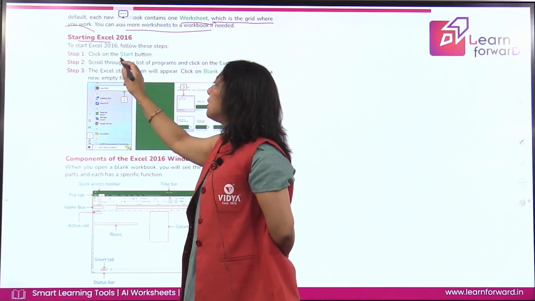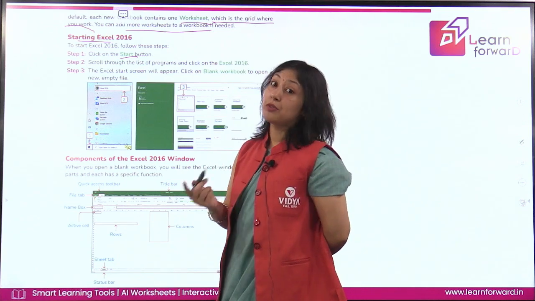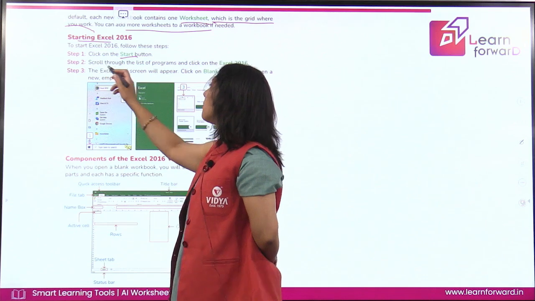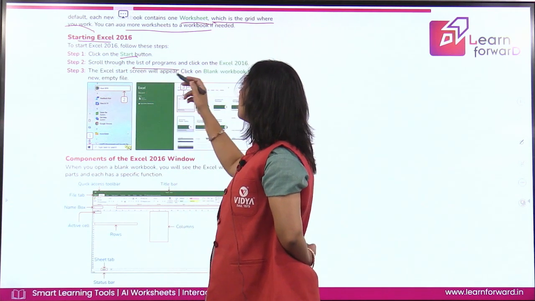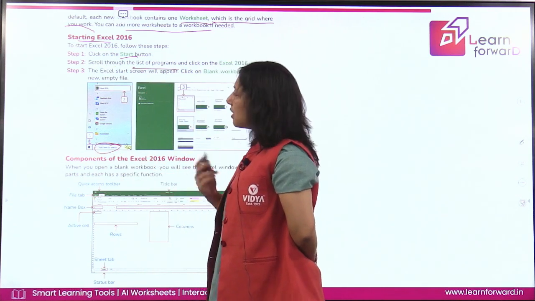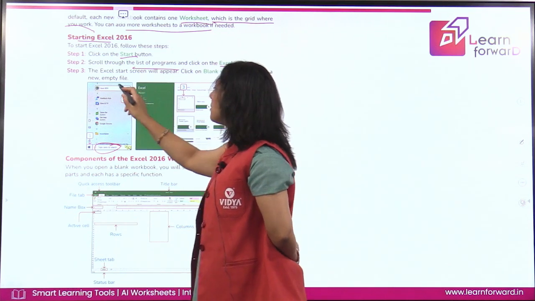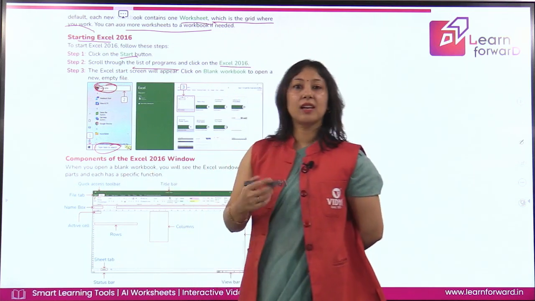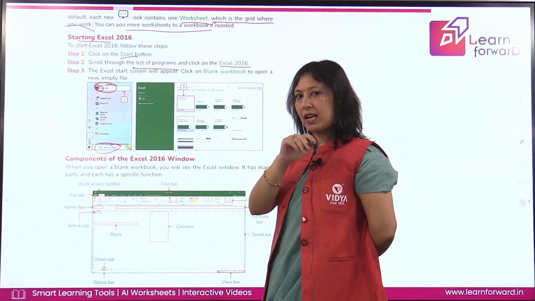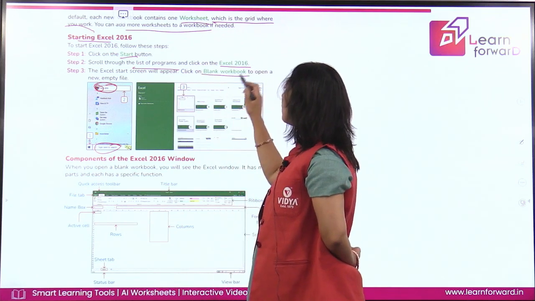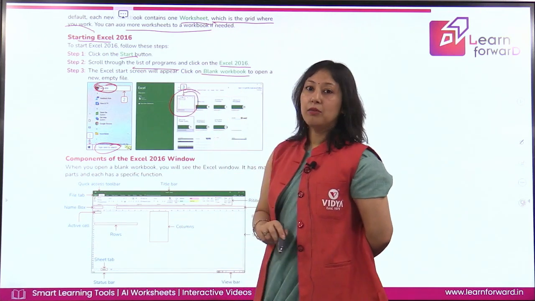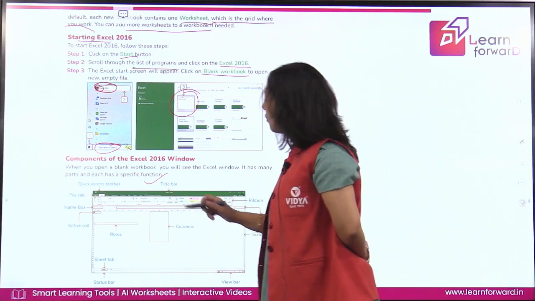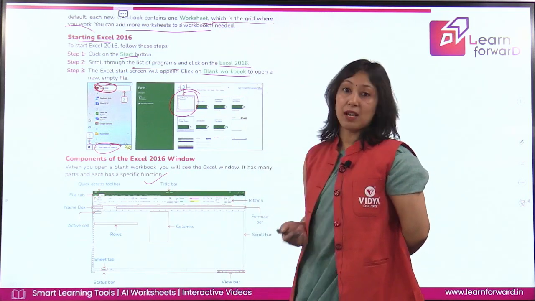How do we start? For starting, you will go to the start button. Where do you find that? The left bottom corner of your desktop. From there, you can scroll through the list of programs, or you can even type over here, whichever way you want. Then you select MS Excel or Excel 2016. You can see the icon over here. Just recognize this icon, green in color with an X over it. Click on the blank workbook, and your workbook will open. Now let's explore the different parts of the workbook.